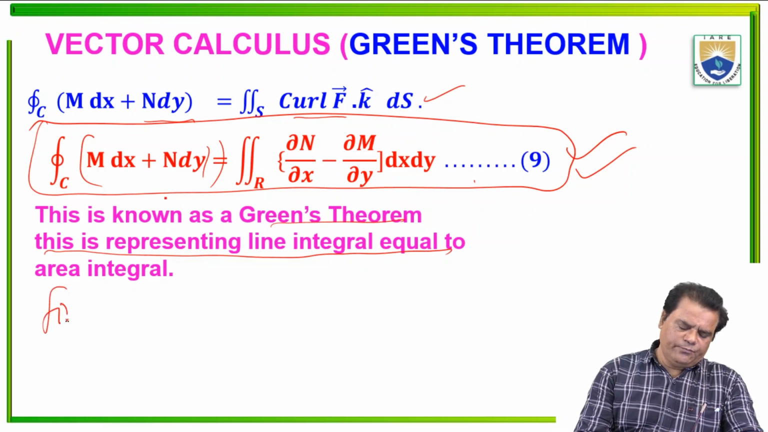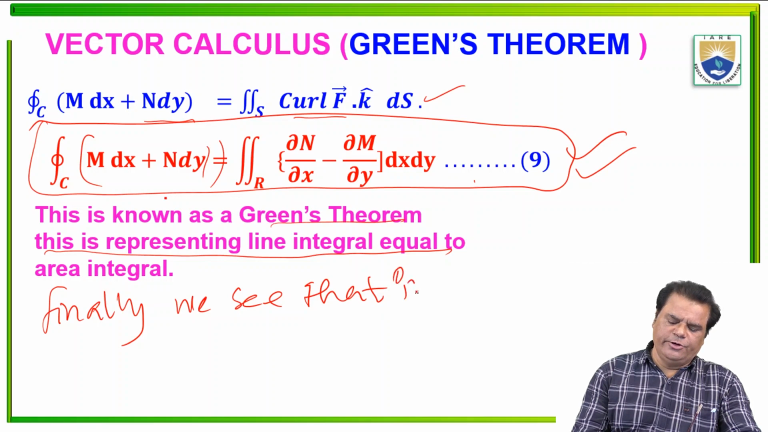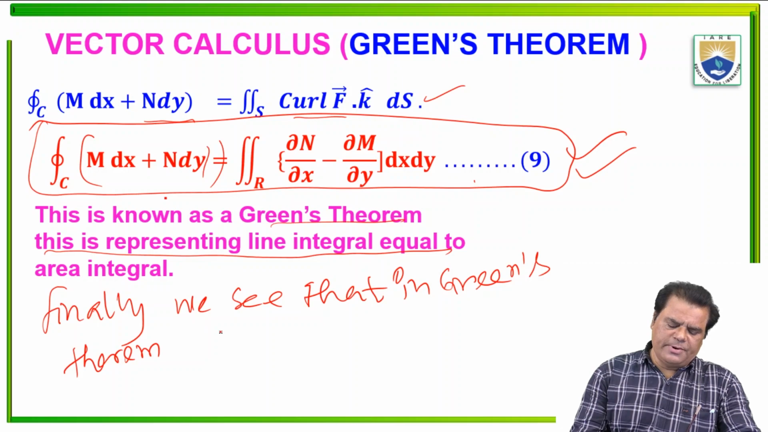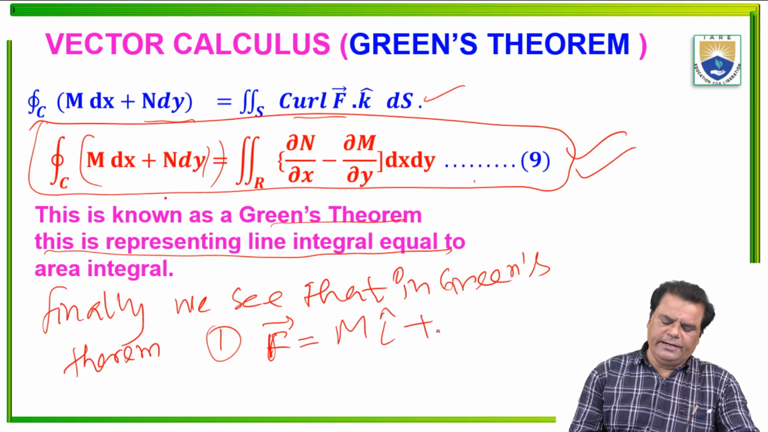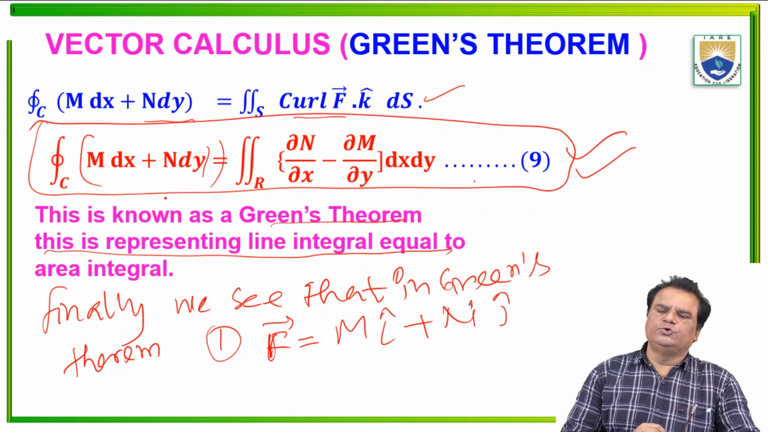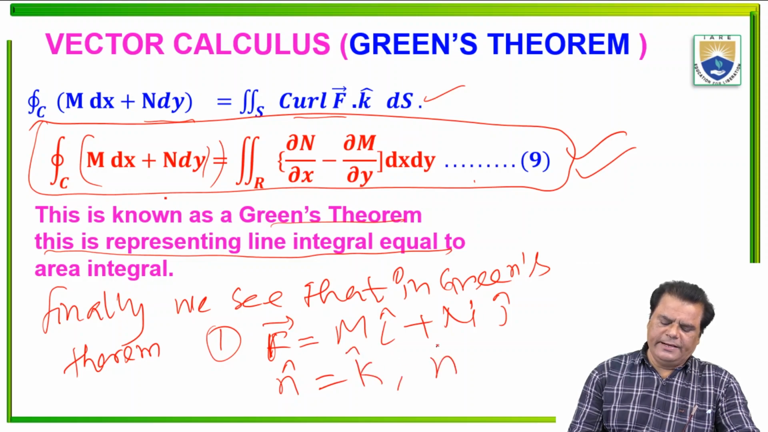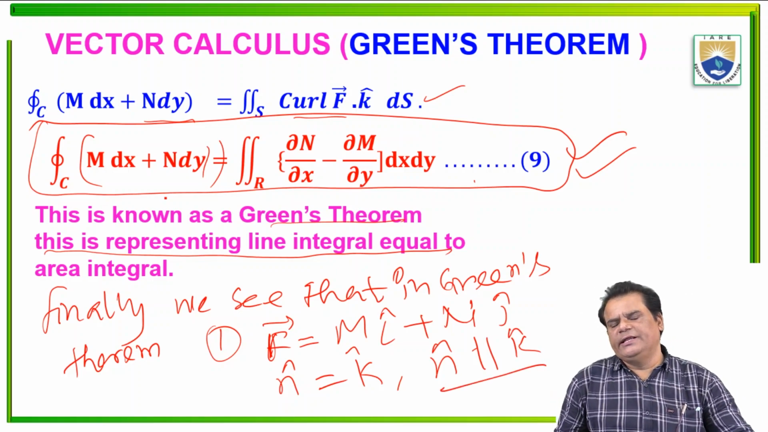So finally, we see that in Green's theorem only two points are to be remembered. Number one, f is a two dimensional vector point function, that is m i plus n j, two dimensional only, not three. And next, the unit normal vector n is k; here the n vector is parallel to the k vector. Okay, these two points are very important for Green's theorem.